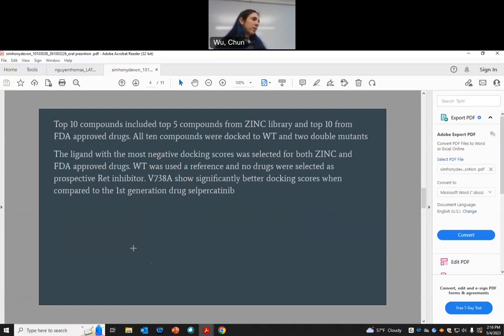The ligand with the most negative docking score was selected for both Zinc and the FDA approved drugs. The wild type was used as a reference, and no drugs were selected as prospect RET inhibitor. The V738A shows significantly better docking scores when compared to the first generation drug, the Selpercatinib.